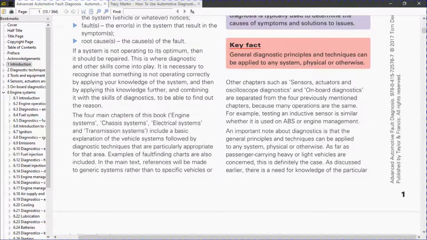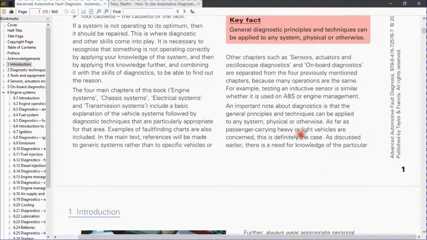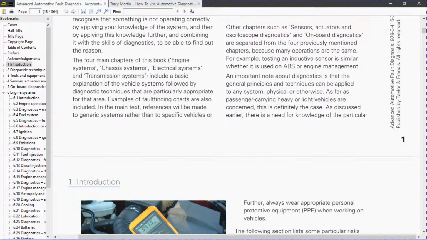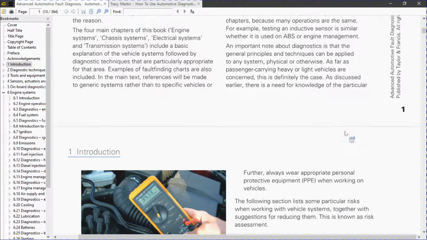An important note about diagnostics is that general principles and techniques can be applied to any system, physical or otherwise. As far as passenger-carrying, heavy or light vehicles are concerned, this is definitely the case. As discussed earlier, there is a need for knowledge of the particular system.